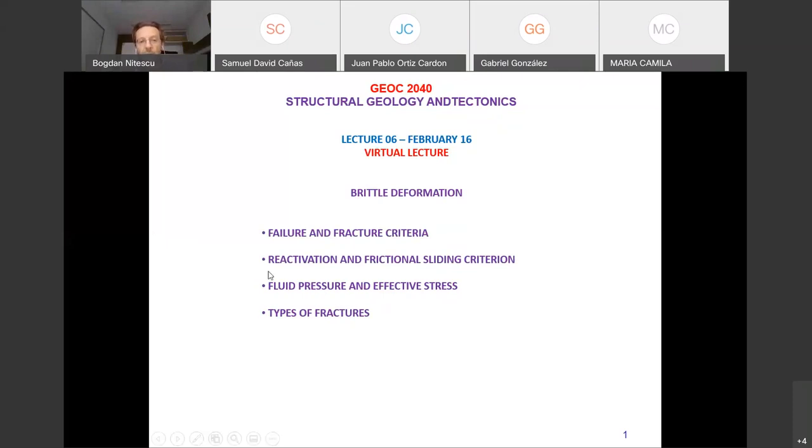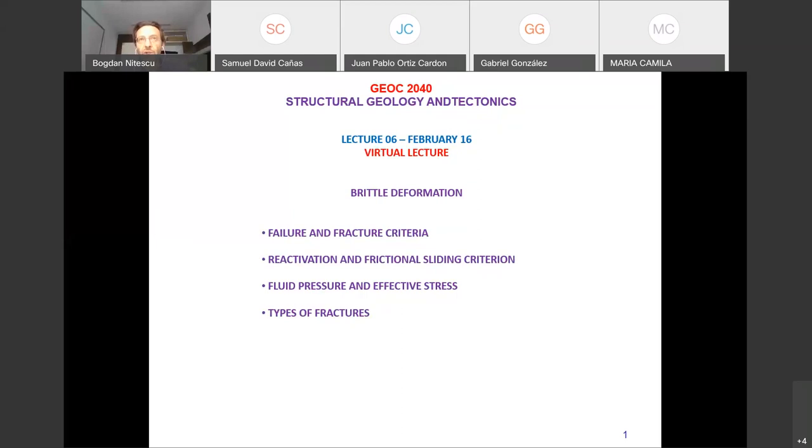And then we'll discuss something called reactivation and the frictional sliding criterion. So that means once you have a fracture, that can be reactivated. So sliding can occur along it, and that's what happens when things are faulted. The idea is that once the rock has fractures, it is very likely that the deformation will be localized along pre-existing fractures. So we have a different criterion then. Then we'll discuss a bit about the effect of fluid pressure on the state of stress. And then finally, we start discussing the types of fractures.